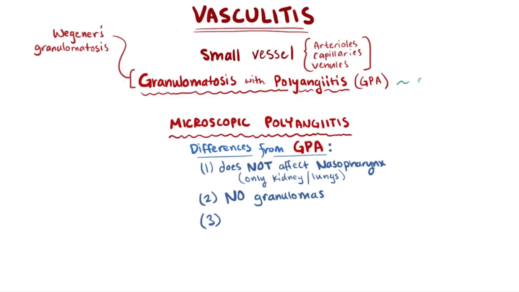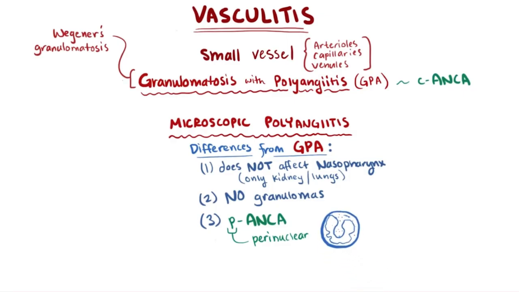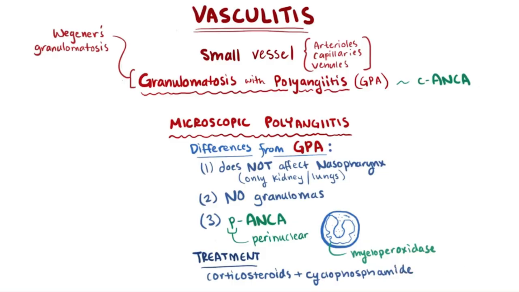The third difference is that you won't find C-ANCAs. Instead, you'll find P-ANCAs. The P stands for perinuclear, which is just a different type of anti-neutrophilic cytoplasmic antibody reacting with the neutrophil granule myeloperoxidase instead of proteinase 3. You treat microscopic polyangiitis the same way you treat granulomatosis with polyangiitis, corticosteroids and cyclophosphamide, and it's also common for it to relapse.